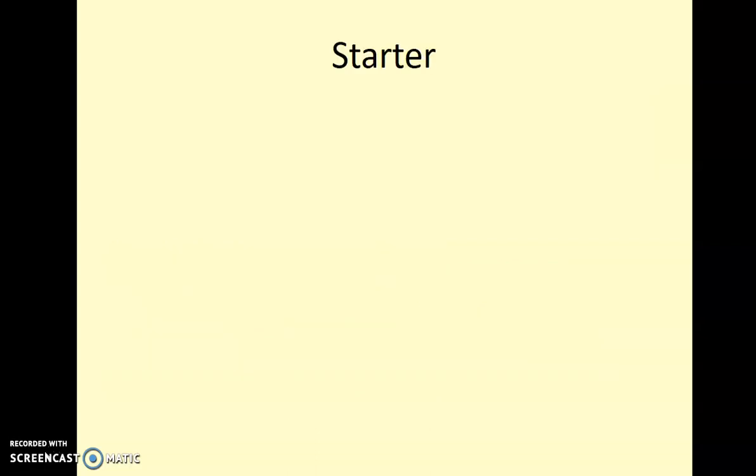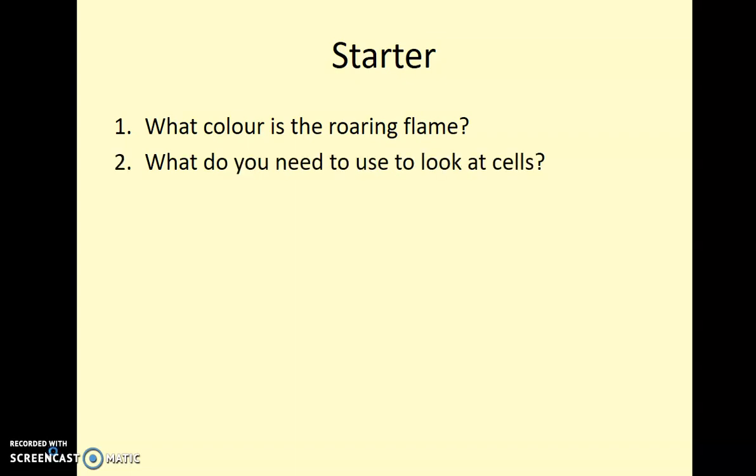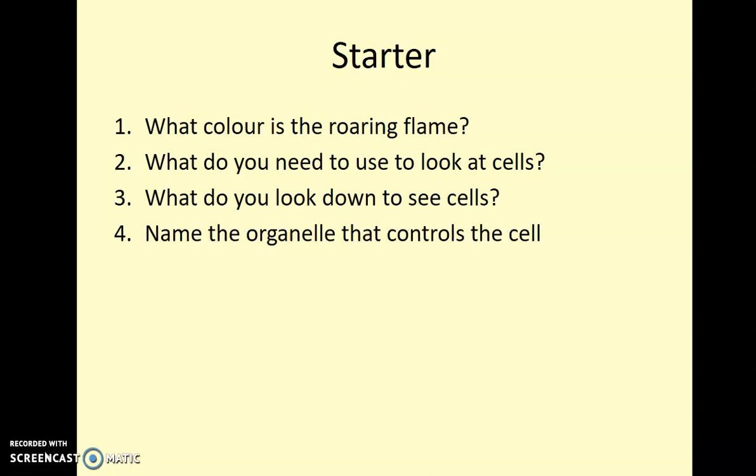Like always with all of your lessons, you start off with some questions. So I'd like you to look at the questions. It's just asking you some basic knowledge and asking you about some of the cell information. What colour is the roaring flame? What do you need to use to look at cells? What do you look down to see cells? And name the organelle that controls the cell. So if you could pause the video, give yourself a few minutes, 4 minutes, a minute per question, and then we can start again.